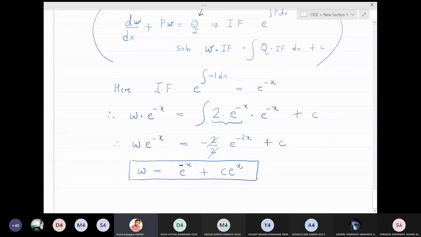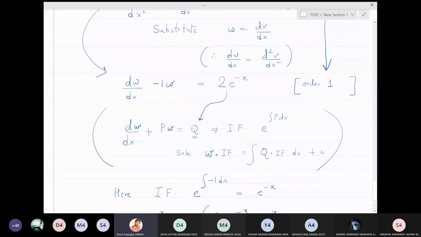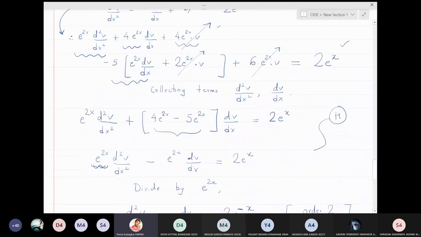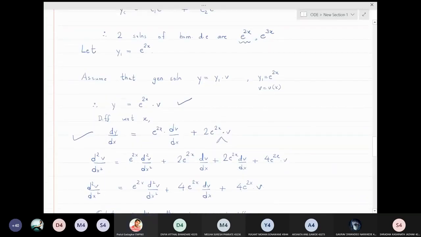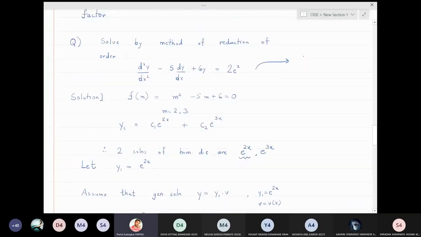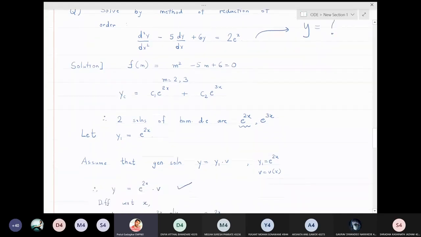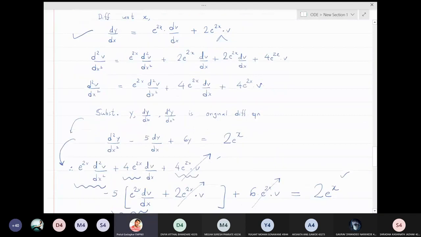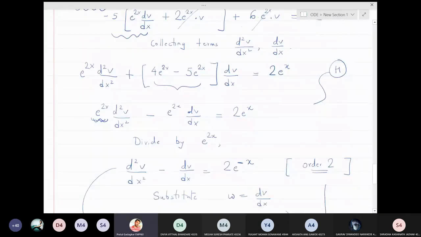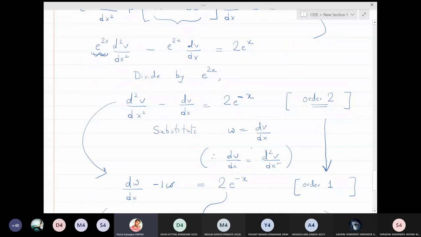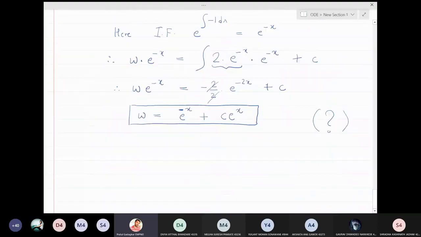Right? Ask yourself a question. What was I solving? Who was my target? My original differential equation was with respect to y. Correct. So I am expected to find y. Have I found y? No. I have found w. But who is w? In this substitution method, we wrote w is equal to dv by dx. So let us write that. What is w? This means that dv by dx is equal to e raised to minus x plus c e raised to x, right?